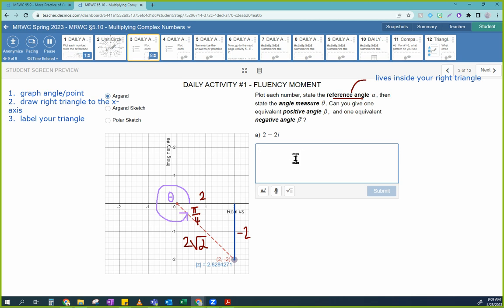Okay. So let's write this down. I didn't even write this down yet. So reference angle, let's just go alpha. Alpha equals pi over 4. Okay. Theta equals, in this case, 2 pi minus pi over 4, which equals 7 pi over 4. Everybody comfortable with that? 7 pi over 4. Good math on that. Can you give one equivalent positive beta that's equivalent to this?